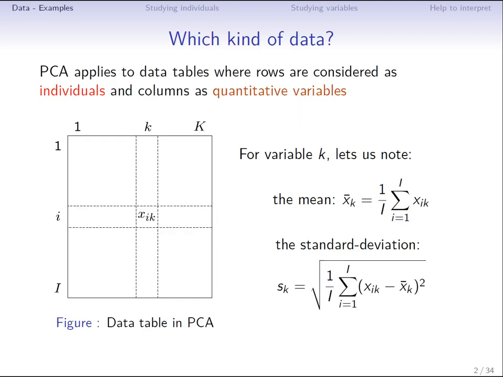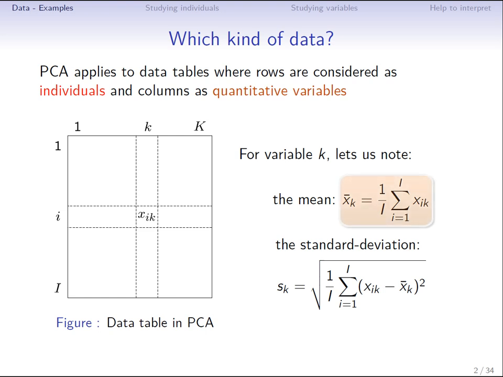So what kind of data? Principal component analysis, PCA, applies to data tables where rows are considered as individuals and columns as quantitative variables. Let x_ik be the value taken by individual i for variable k. i varies from 1 to I, I is the number of individuals, and k from 1 to K, the number of variables.